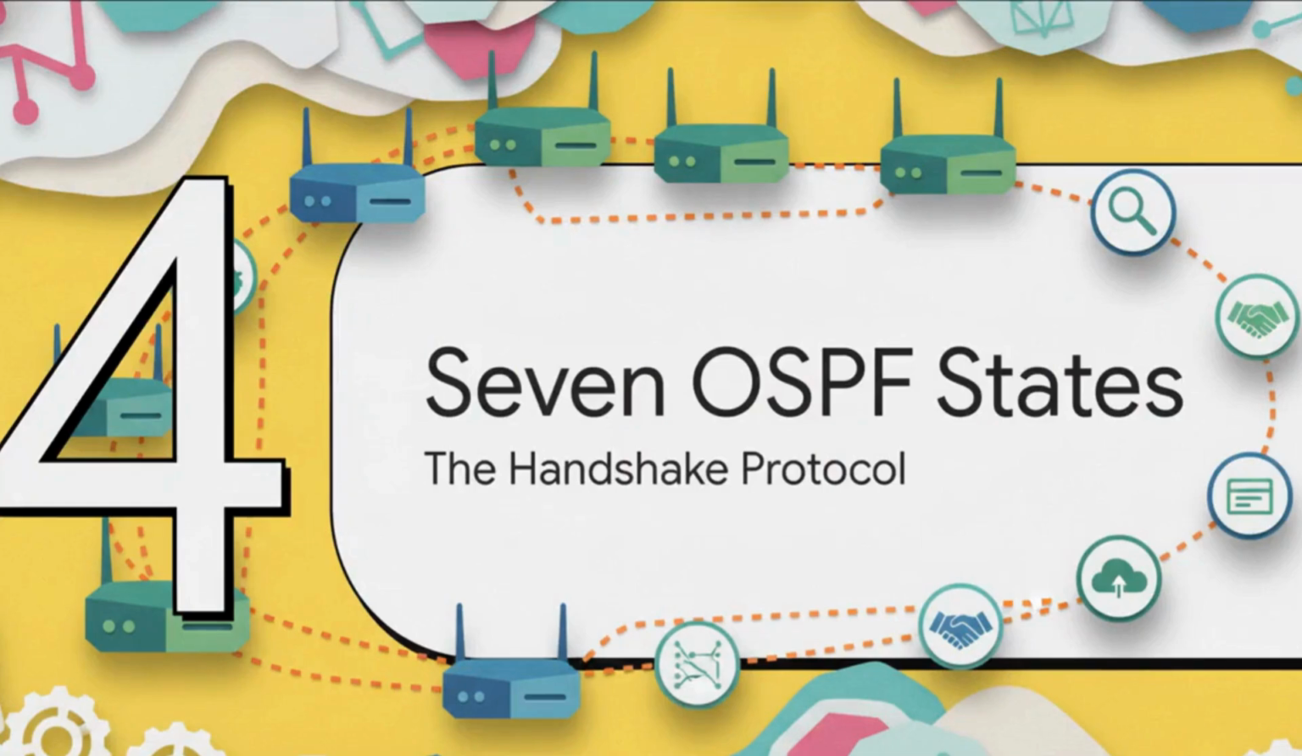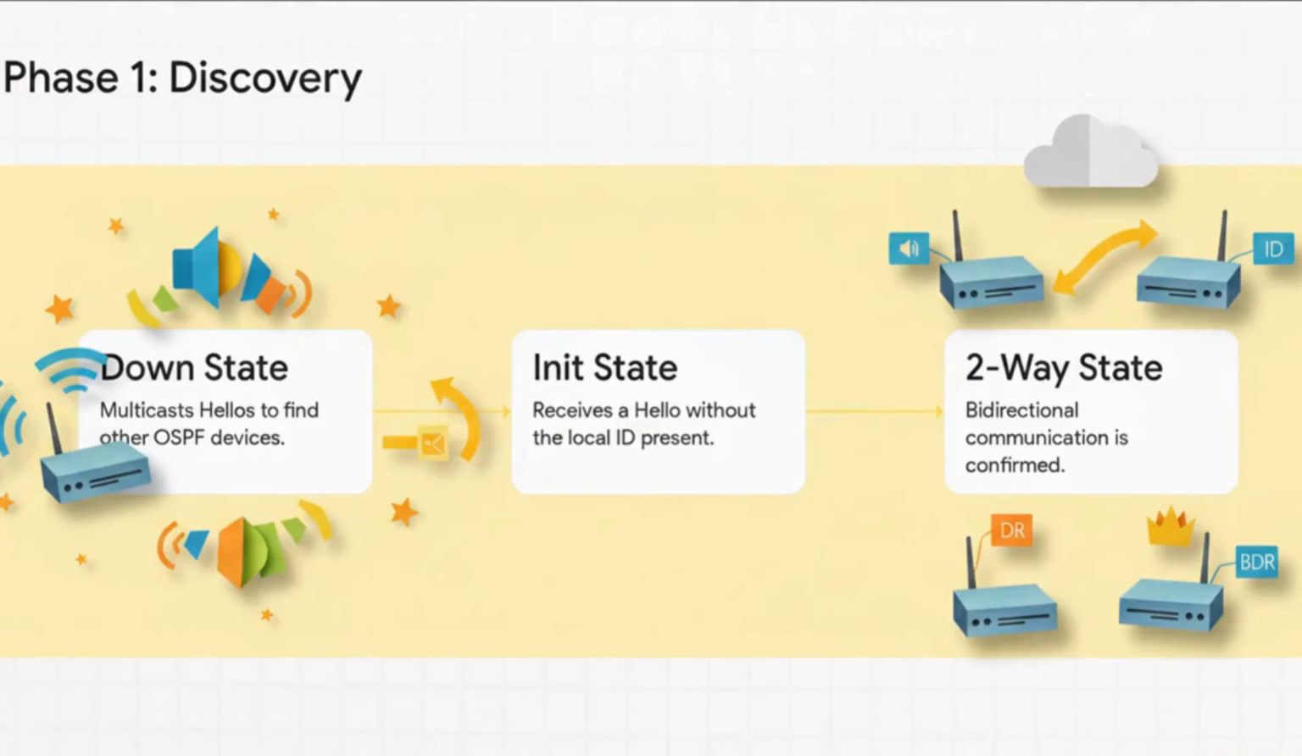Which brings us to Section 4, the 7 OSPF states, the handshake protocol. So, before these routers can ever exchange vital routing data, they've got to progress through a really strict 7-step social sequence. Phase 1? That's all about discovery. Routers start off in what's called the down state. This is when no hello packets have been received yet. The router is out there actively multicasting hellos out onto the network, basically blindly shouting into a crowded room, just hoping to find other devices. Then we hit the init state. That's when a hello actually gets received. And finally, in the two-way state, bidirectional communication is confirmed, and if they're on a broadcast network, they'll go ahead and elect a designated router.